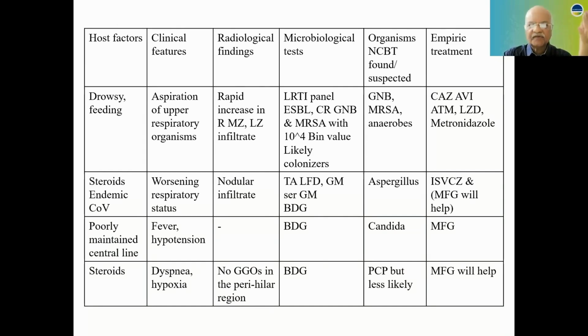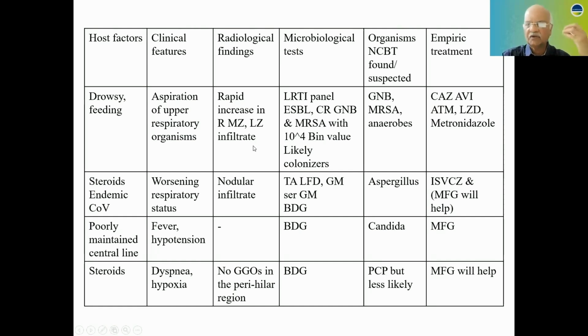Look at the various host factors, the clinical features, the radiologic findings, the microbiological tests, organisms which have been found in the non-culture based tests, and what might be suspected, and what empiric therapy can we devise at this moment in a patient who's seriously ill. So this patient had been drowsy, feeding had been given, so strong suspicion of an aspiration of the upper respiratory contents or even the upper respiratory organisms. Now we found that there was a rapid increase in this infiltrate, which was definitely looking like an aspiration pneumonia.